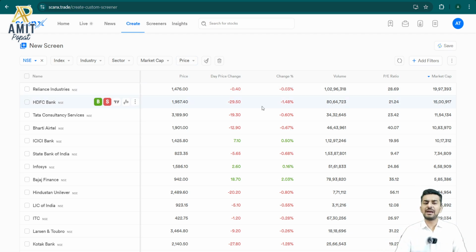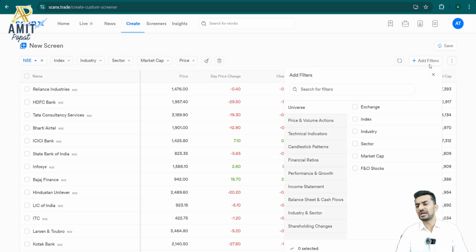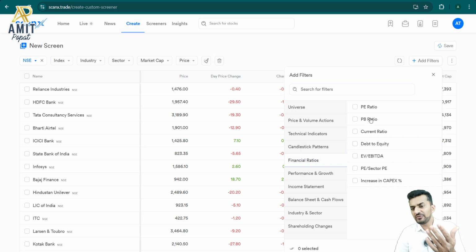So if you start with the profitability ratio, here I go to the add filter. Here there is a tab called financial ratios, and if you see all this, there is a PE ratio, a PB ratio, price to book ratio, current ratio, debt to equity ratio. So this is an important ratio for me.